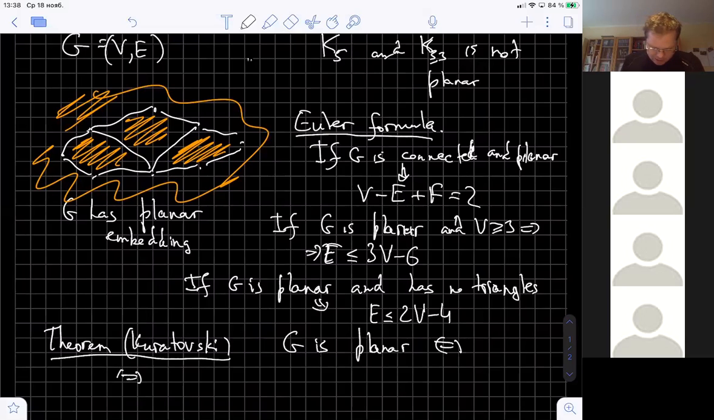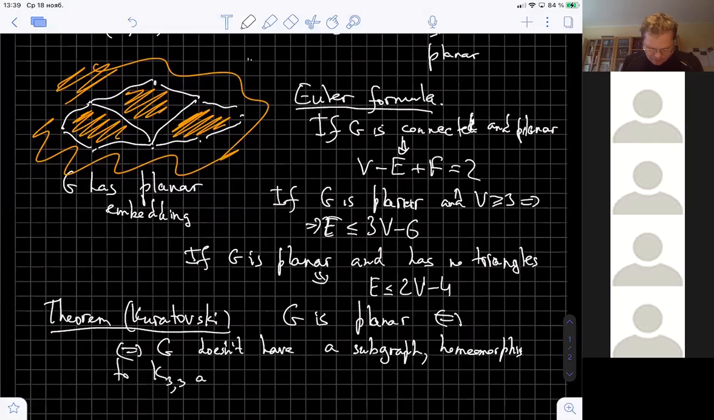So G is planar if it doesn't have a subgraph homeomorphic to K3,3 and K5.